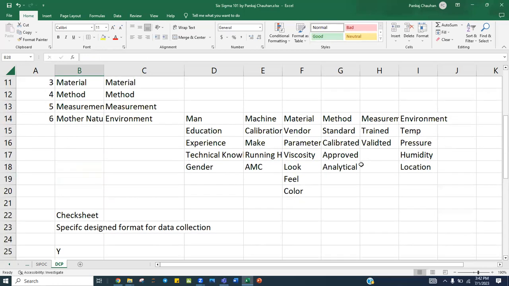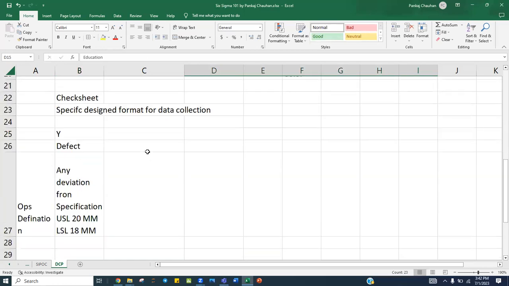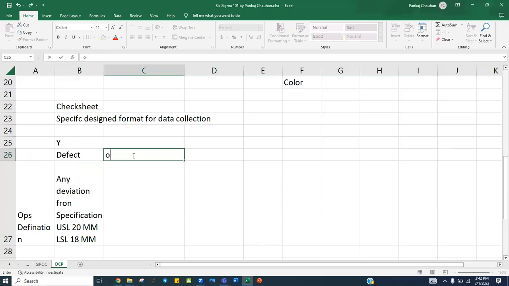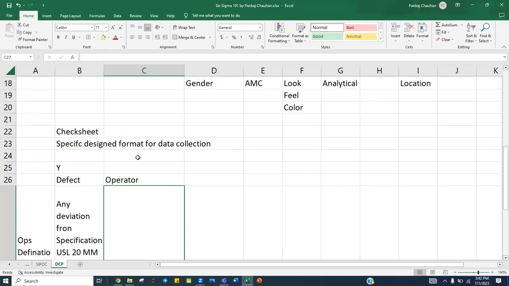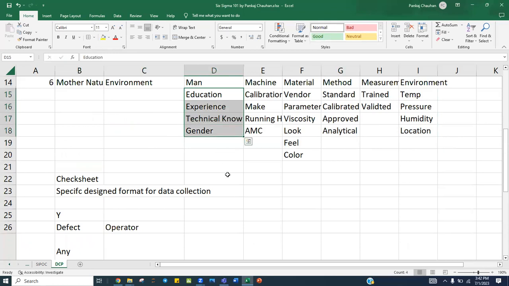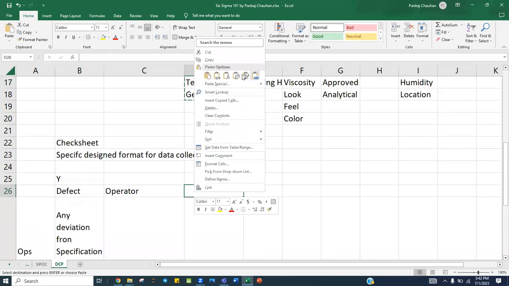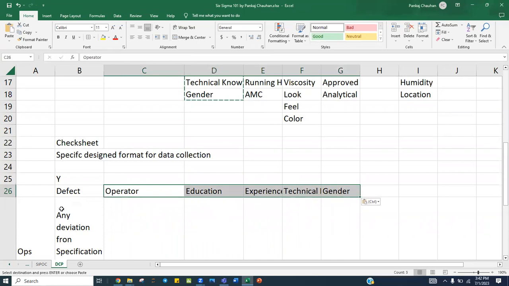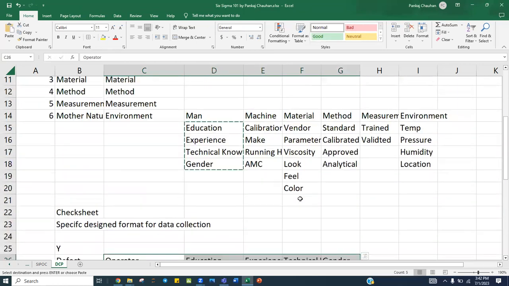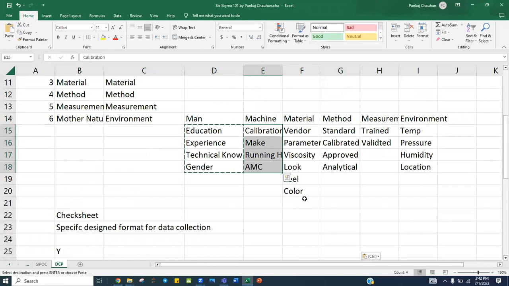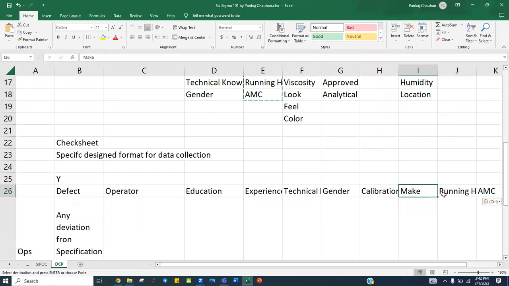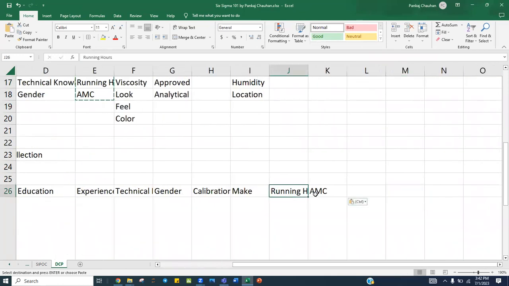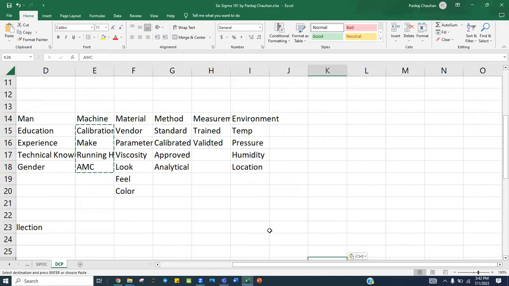Now looking from any of these perspectives, let's say who was the operator at that time? You will say XYZ was the operator. Then for this operator, what was the education, experience, technical knowledge or gender? All these things relate to this defect. When this person was working, was the machine, that particular machine which is producing the product, calibrated or not? What was the make of the machine? How many were the running hours of the machine? Was the AMC done or not done?